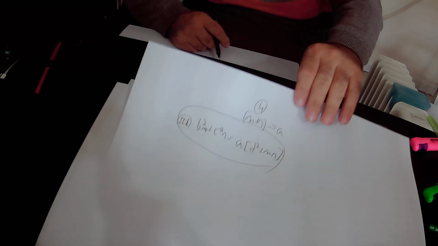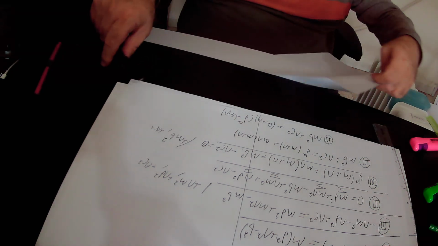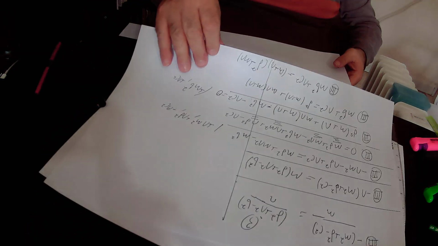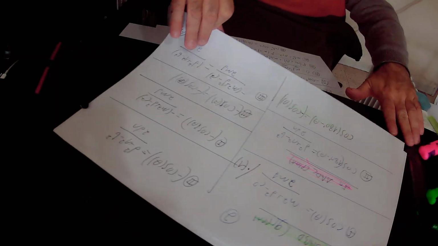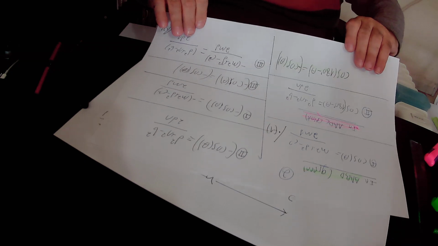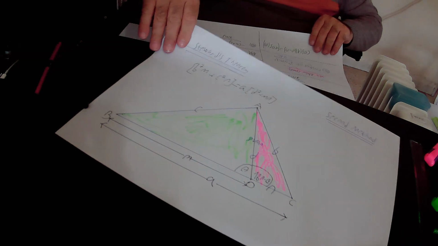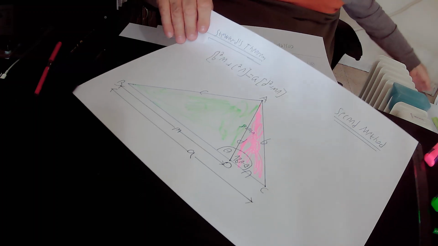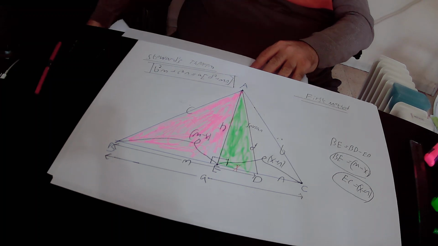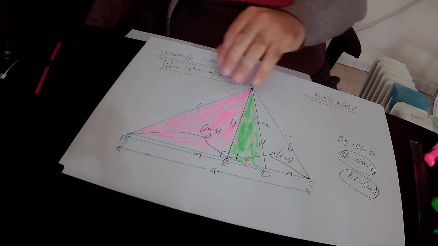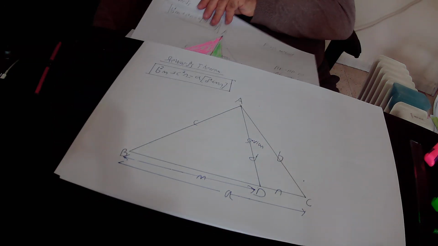In the next step, I will summarize the lecture. We'll start with the first method, of course. In this lecture, we proved Stewart's theorem in two different methods.